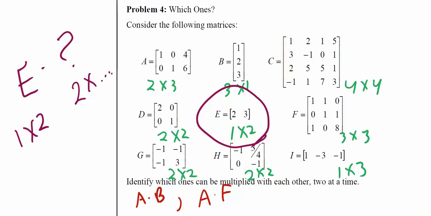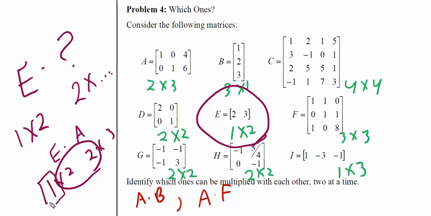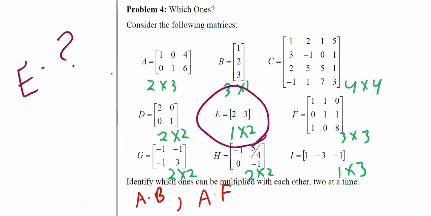Well, we have A, for example. A is a 2 by 3. If we did E times A, E is a 1 by 2, A is a 2 by 3. These numbers are the same. So yes, we can multiply. And on top of that, if you want to kick it up a notch, if you can identify multiplication, then go to the next step and say, oh, well, if I can multiply, it will be a 1 by 3 matrix. What else could we multiply by E? We could multiply D, G, and H, since all of those, their dimensions begin with a 2.